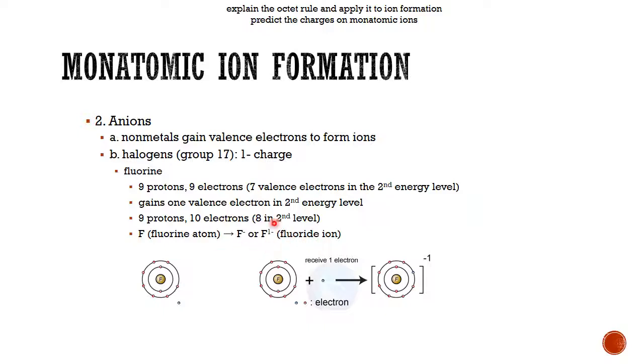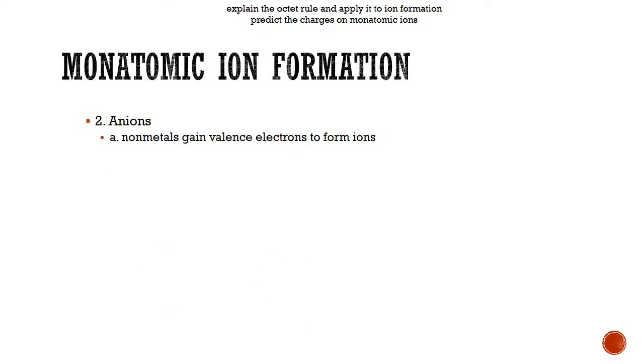And then again, because it's 1 minus, we have 2 ways of writing it. We could just write F minus, or we could write F1 minus. They would mean the same thing. All right, so that would be for all group 17 elements. They'd all be 1 minus. Now let's take a look at group 16. As we'll see, these would all be 2 minus.